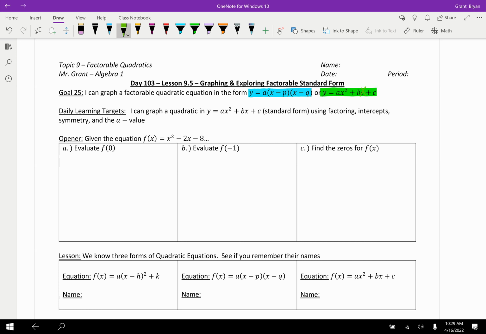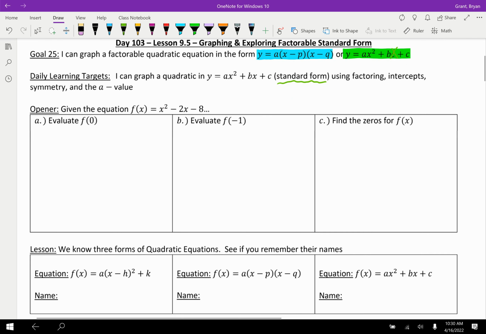Now, today's daily learning target is to actually graph an equation in y equals ax squared plus bx plus c. And we know this is standard form. We've seen it written out before. No parentheses, biggest exponent first, next biggest, and so on and so forth. And so we should probably get to that.